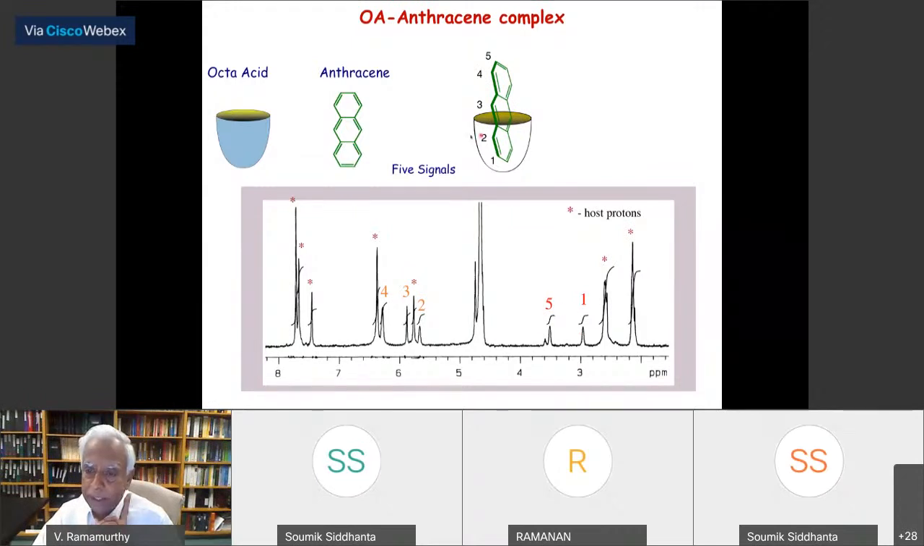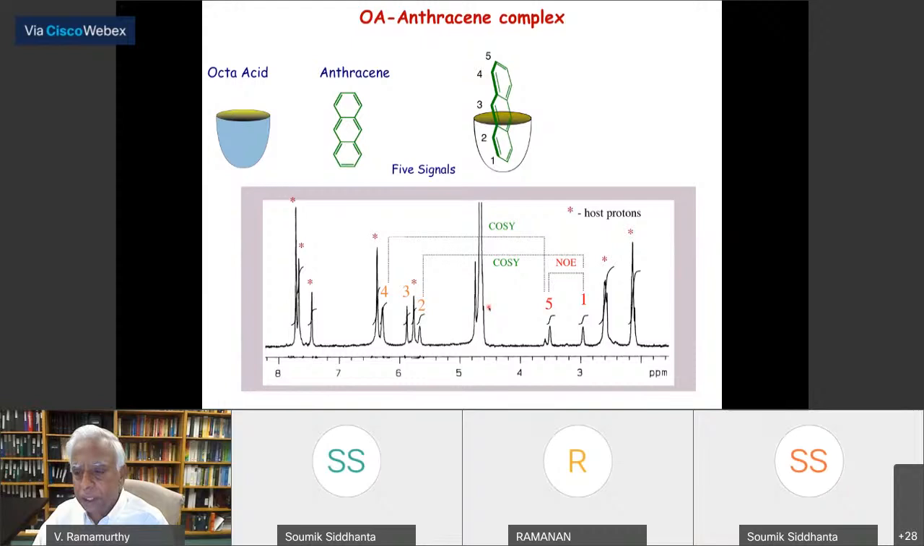The only hydrogens which will be shifted upfield is because of this host, which contains a benzene ring, if you still remember the structure. The benzene ring can provide a shielding, and that is what is shifting these peaks. So the fact that you are seeing 5 signals, and not everything is shifted upfield, tells you this structure is not correct. Okay. Now, we have also assigned all the peaks, so I don't want to go through all the details here.